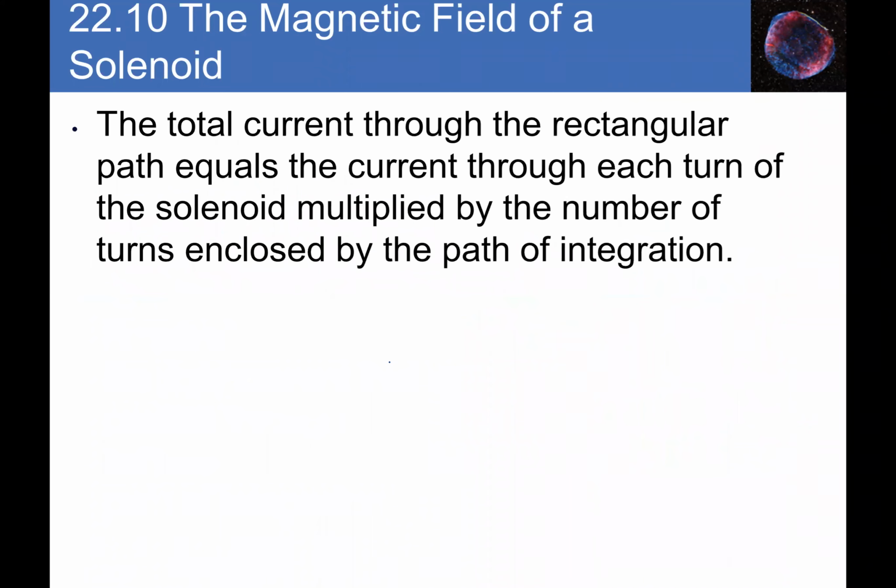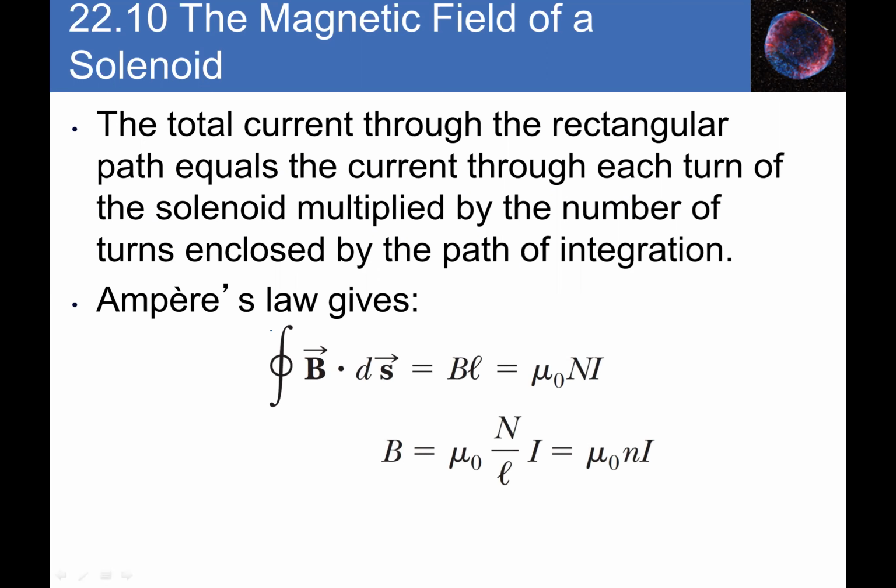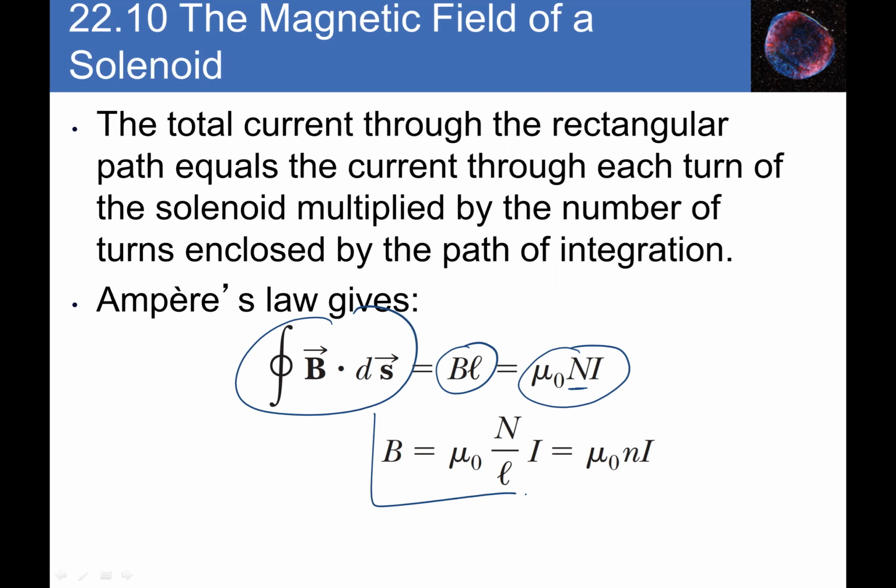So the total current through the rectangular path equals the current through each turn of the solenoid multiplied by the number of turns enclosed by the path integral. Again, we get B dot ds on the left side of the equation, which ends up as B times L. Then the right side is mu naught I, but we include N because there are a number of turns. And then we derive this equation over here.